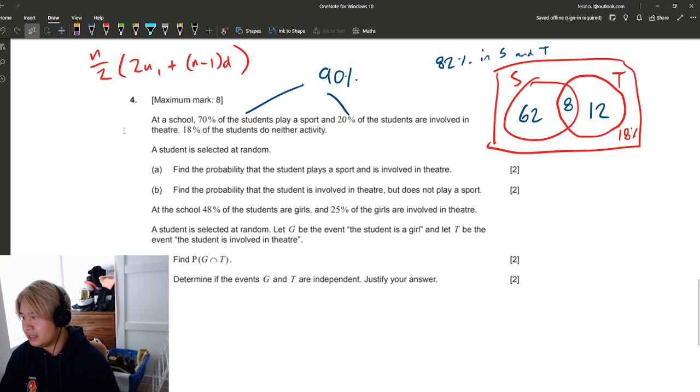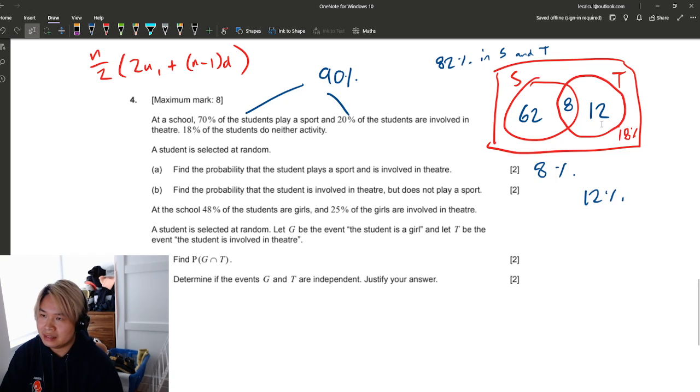Okay, now we can answer the question. Find the probability that a student plays a sport and is involved in theater. We literally just found that out. That's 8%. Find the probability that the student is involved in theater but does not play a sport. Like I said, because we filled out the Venn diagram, I know that that's 12%, right? This represents the theater kids that aren't taking a sport.